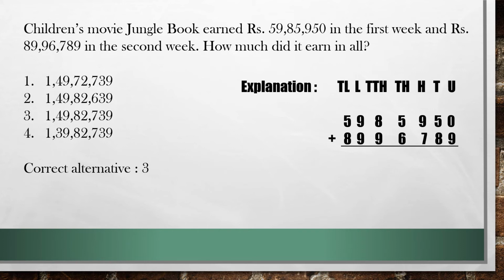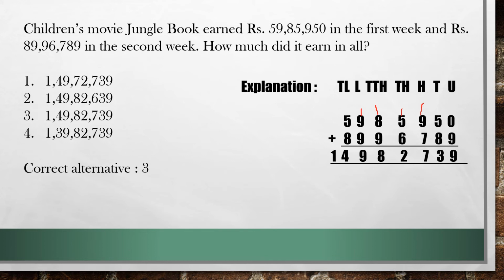So 0 plus 9 is 9, 5 plus 8 is 13, so we will carry 1. 9 plus 1 is 10, 10 plus 7 is 17. Now see, I have told you to do it mentally. You're not supposed to count on your fingers. 5 plus 1 is 6 and 6 plus 6 is 12. So 1 carried. 8 plus 1 is 9 and 9 plus 9 is 18.